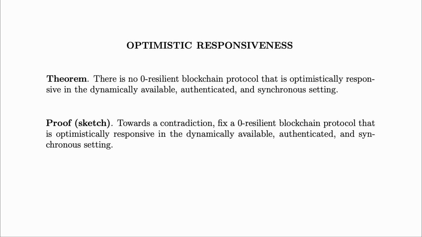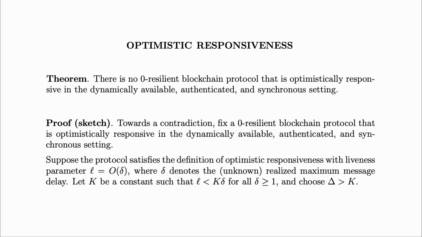Towards a contradiction, fix a zero resilient blockchain protocol that's optimistically responsive in the dynamically available, authenticated and synchronous setting. Suppose the protocol satisfies the definition of optimistic responsiveness with liveness parameter L, which is order delta. So basically, you always have to finalize transactions within time L, which is order delta, and again, delta denotes the unknown maximum message delay. Then we can let k be a constant such that L is less than k delta for all delta greater than 1, and we can choose uppercase Delta to be larger than k.